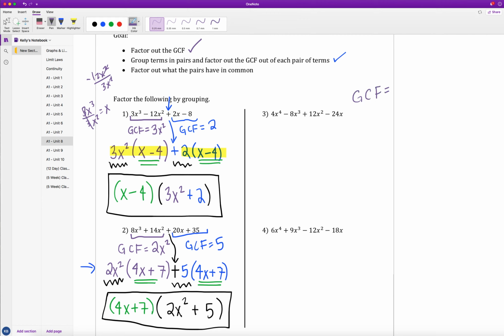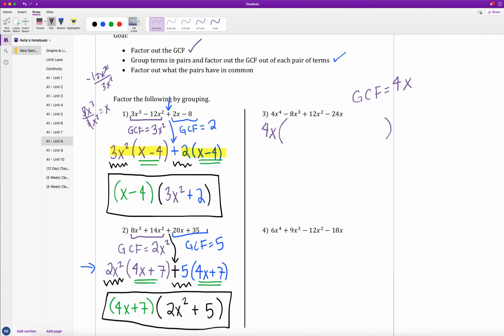So we do have a greatest common factor. All of these terms have at least one x in it, so my greatest common factor definitely has an x in it. And then 4, 8, 12, and 24 are all divisible by 4. So my greatest common factor here is actually going to be 4x. In examples 1 and 2, we did not have a greatest common factor between all 4 of the terms, so we went straight to factor by grouping. But in example 3, since we have a greatest common factor, we're going to want to go ahead and factor that out of all 4 terms to start with.